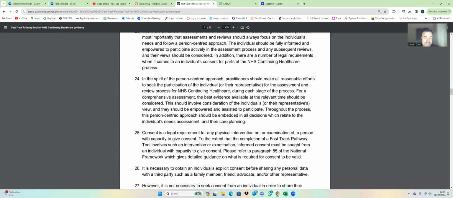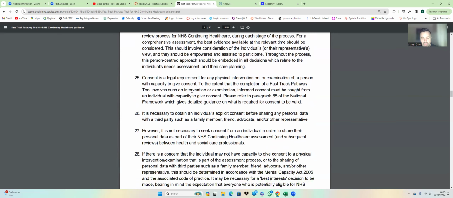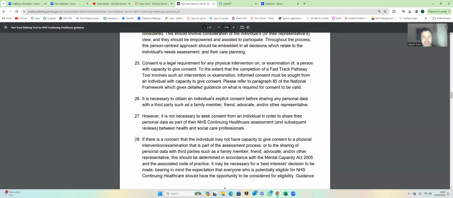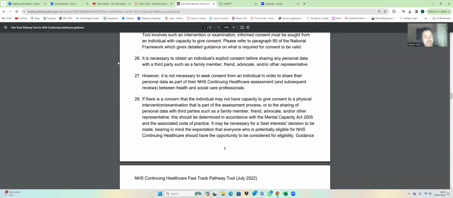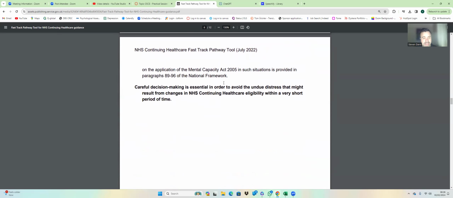In the spirit of being person-centered, the practitioner should make reasonable efforts to seek the participation. So again, just making sure that everyone's involved through the process and, again, understanding any decisions that have been made. We understand about consent. Again, in the national framework, it talks about consent, looking at paragraph 85. So does the person have capacity, do they not have capacity? And again, who are the next of kin or the advance decision makers for welfare, health, finance, etc.? It's also necessary to obtain individuals' consent before sharing personal data. So we know all of this stuff. And again, around the Mental Capacity Act.